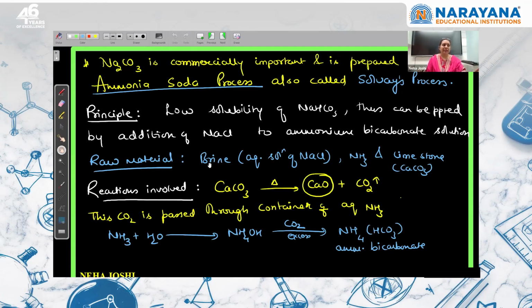So now the raw material is simple. You take brine. Brine is an aqueous solution of NaCl. You have to take ammonia, and limestone. Now, limestone is a very inexpensive form of raw material. Similarly, brine is also not that expensive. The main cost here is of ammonia, which will be recycled. So uska bhi hame bahut nuksan nahi hoga.